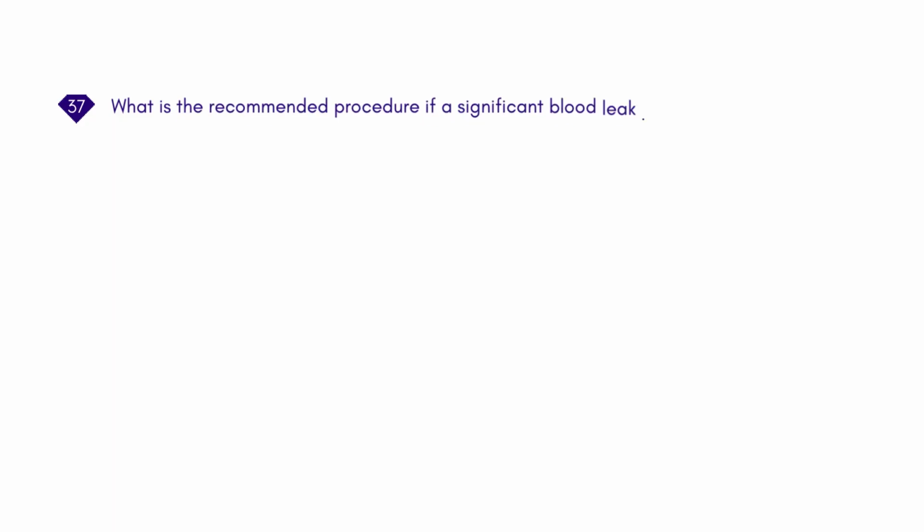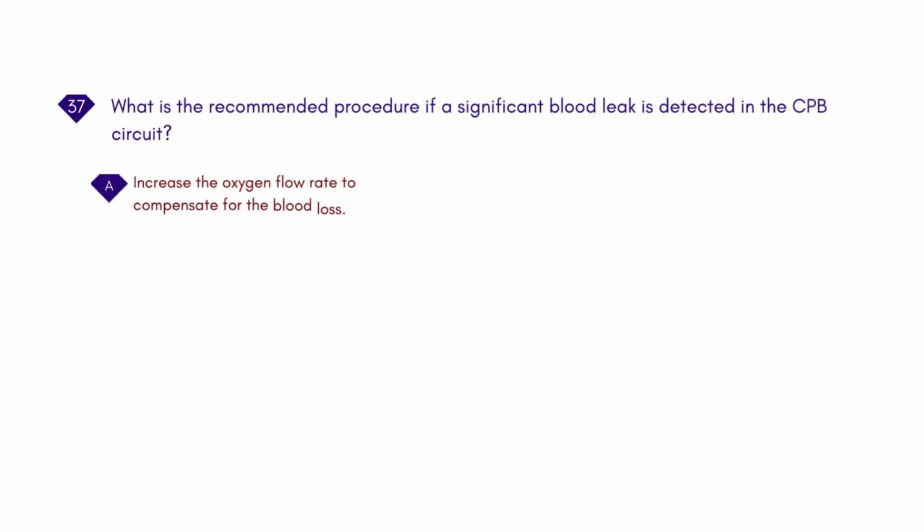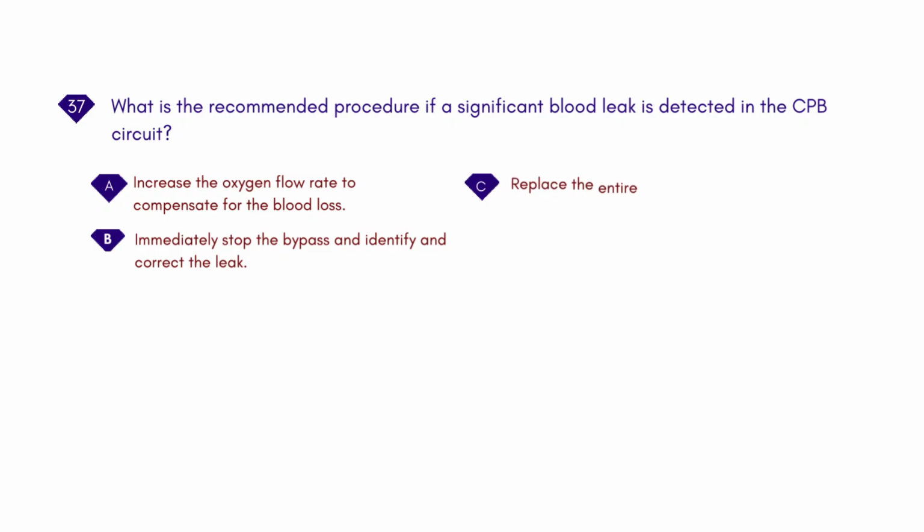What is the recommended procedure if a significant blood leak is detected in the CPB circuit? A. Increase the oxygen flow rate to compensate for the blood loss. B. Immediately stop the bypass and identify and correct the leak. C. Replace the entire circuit with a new one. D. Reduce the pump speed to minimize blood loss.